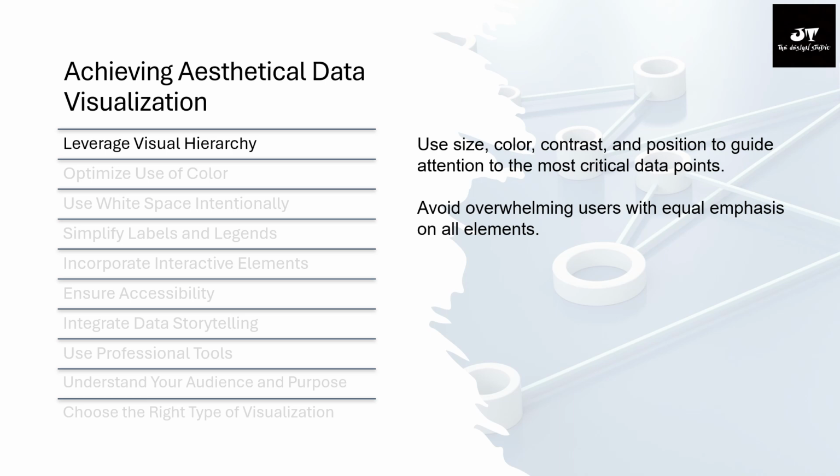The third listed principle is leveraging visual hierarchy. Guide the viewer's focus by using size, color, contrast, and position strategically. The most critical data points should stand out, while less relevant details should remain subtle. Avoid giving equal emphasis to all elements, as it can overwhelm users and dilute key insights. Establishing a clear visual hierarchy ensures that users can quickly identify the most important trends, comparisons, and takeaways, making the visualization intuitive and impactful.